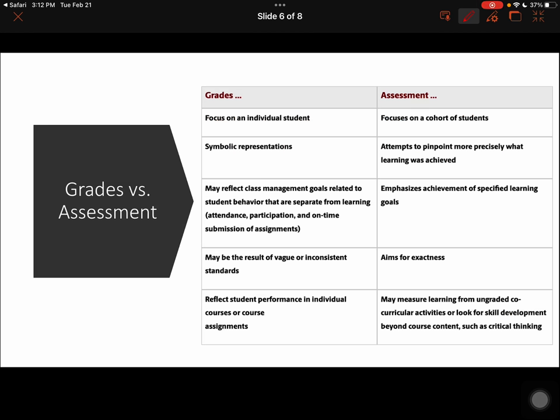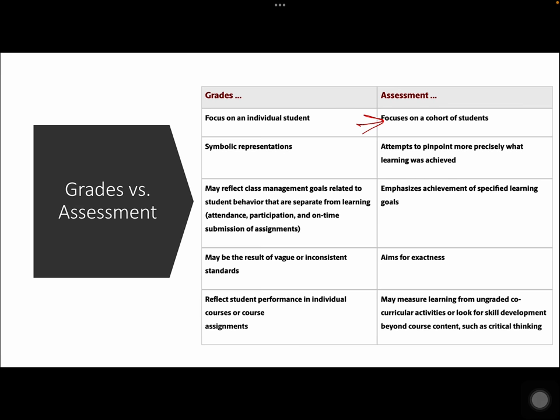Another general thing I wanted to share with you is how we think about grades versus assessments. Part of this is looking at the difference between grades and assessment, but also part of this is how you frame the way that you talk about grades. So part of this is grades versus assessment, and then part of this is perspective.